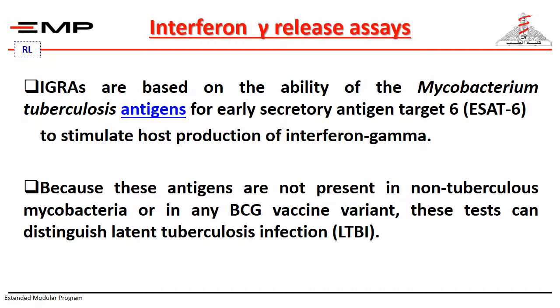What about new techniques for diagnosis? It is called the interferon gamma release assay, or IGRA. IGRAs are based on the ability of Mycobacterium tuberculosis antigens, early secretory antigen target 6 or ESAT-6, to stimulate host production of interferon gamma. This means I have immunity against special antigens of Mycobacterium tuberculosis.